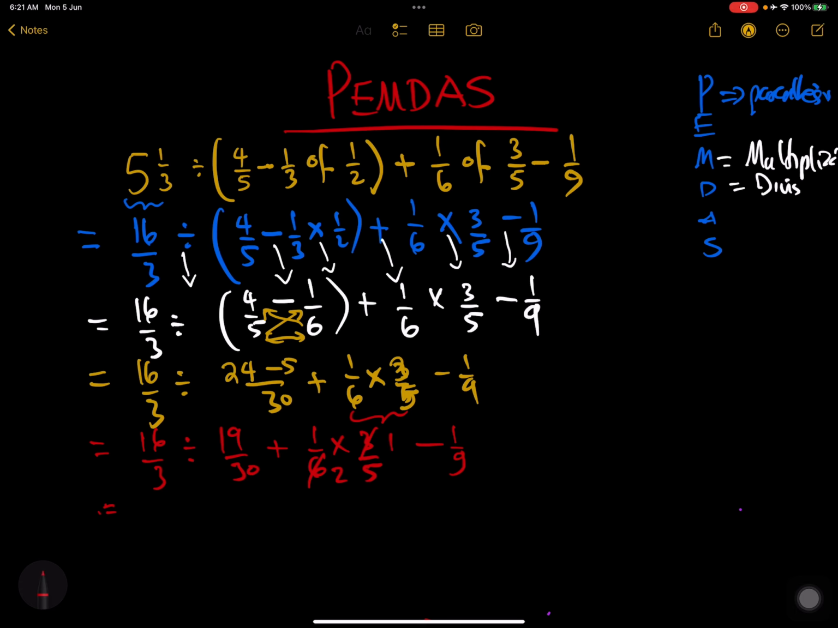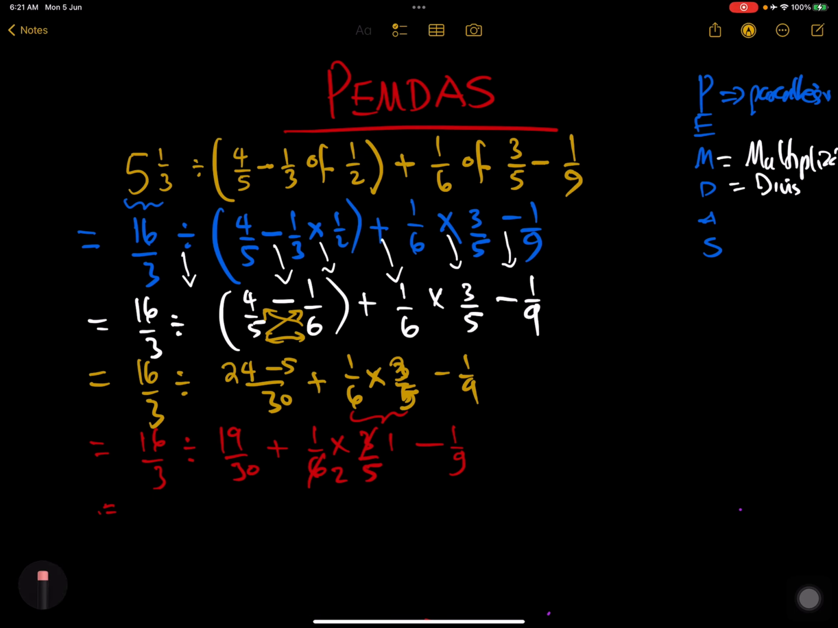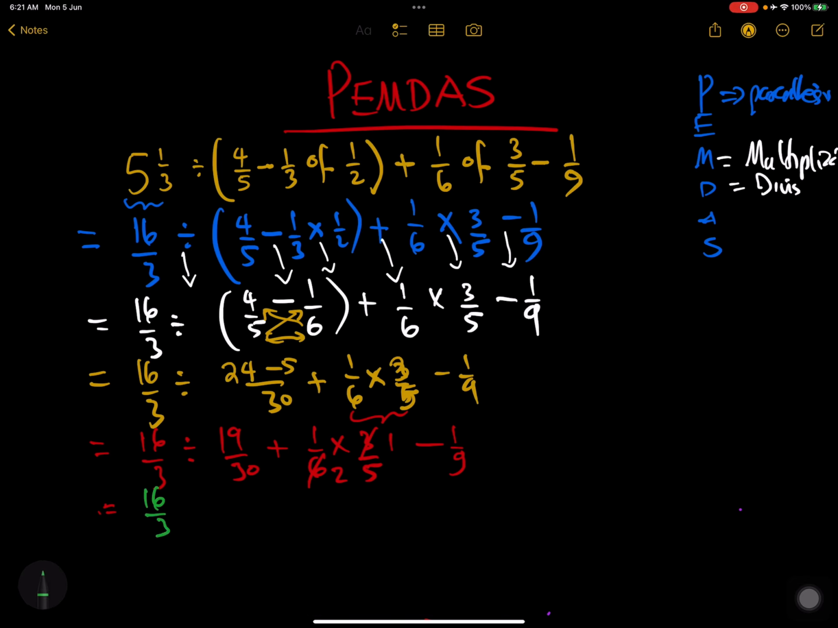So the next thing is to have 16 over 3. Sorry, let me use a different ink, maybe green or something. That could be helpful. So we have 16 divided by 3, divided by 19 over 30, plus 1 times 1 is just 1 over 2 times 5, which is 10, minus 1 over 9. Now I think we are done with the parentheses. We are done with the multiplication.